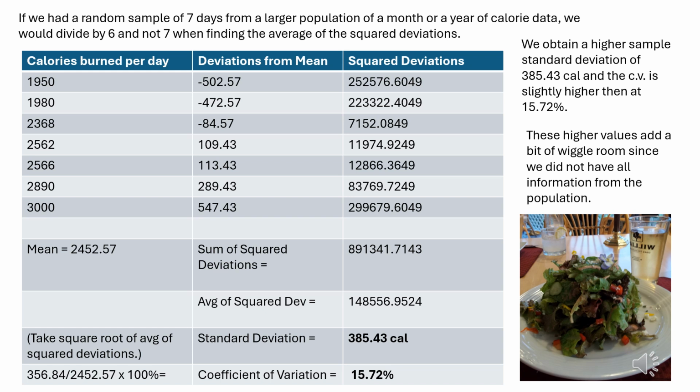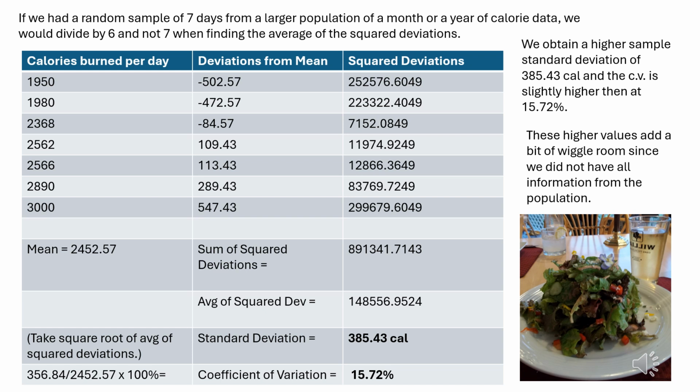To review the idea of the difference between a sample standard deviation and a population standard deviation, suppose instead of a week's worth of data, these were just 7 values randomly chosen out of a month or a year. And so we're going to treat it as a sample. We still go through the same steps. We get the same differences. We square the differences. We get the same sum, but we're going to divide by 6 instead of 7.